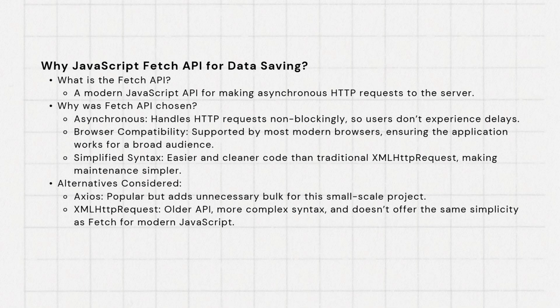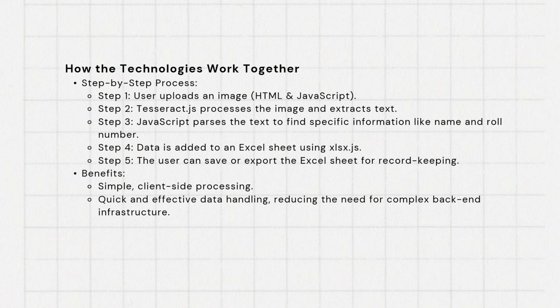Alternatives considered. Axios: popular but adds unnecessary bulk for a small scale project. XMLHttpRequest: an older API with more complex syntax, and it doesn't offer the same simplicity as Fetch for modern JavaScript. How technologies work together.